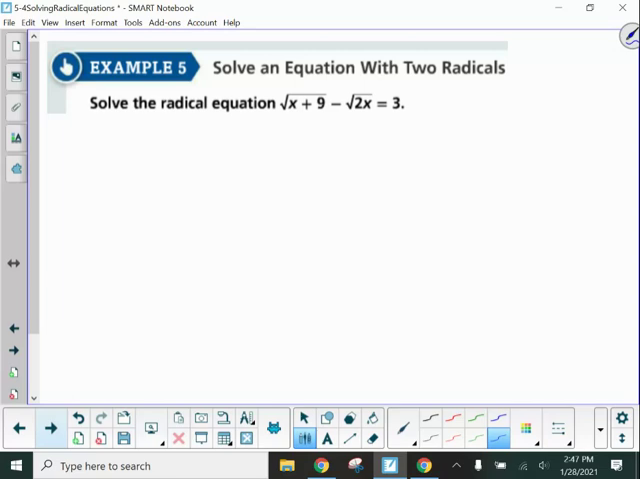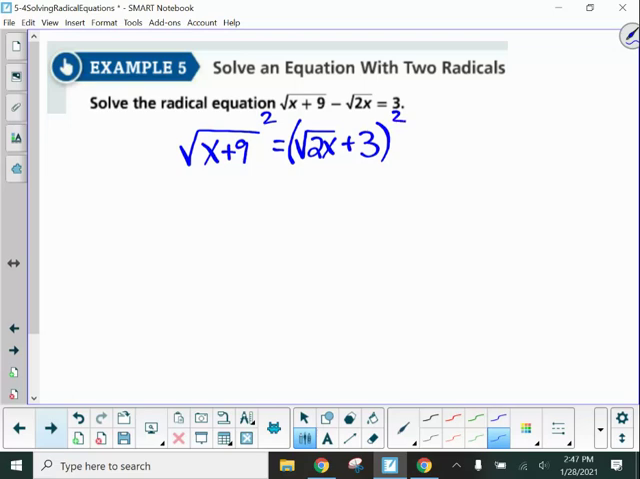So right now I have two of my radicals on the same side. I'm going to move one of those over to the other side so that one of the radicals is isolated. And in this case, that's going to be the square root of x plus 9. So I have the square root of x plus 9 is equal to the square root of 2x plus 3. Now I'm going to square both sides.